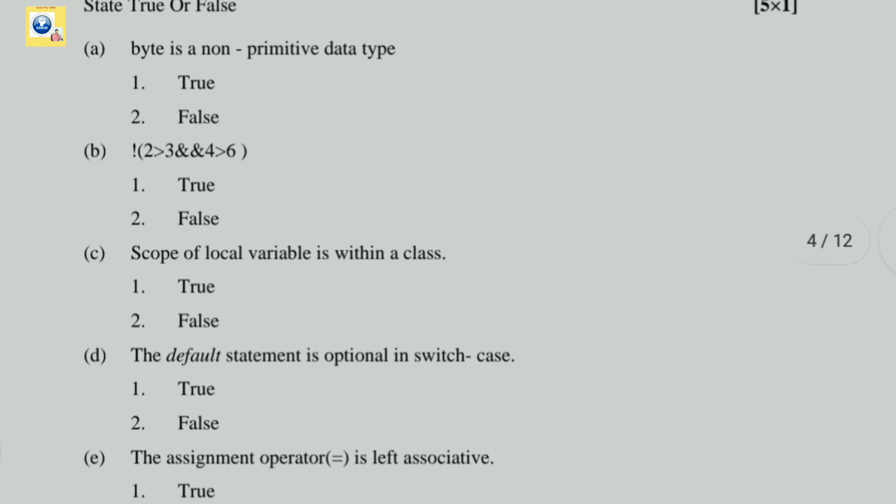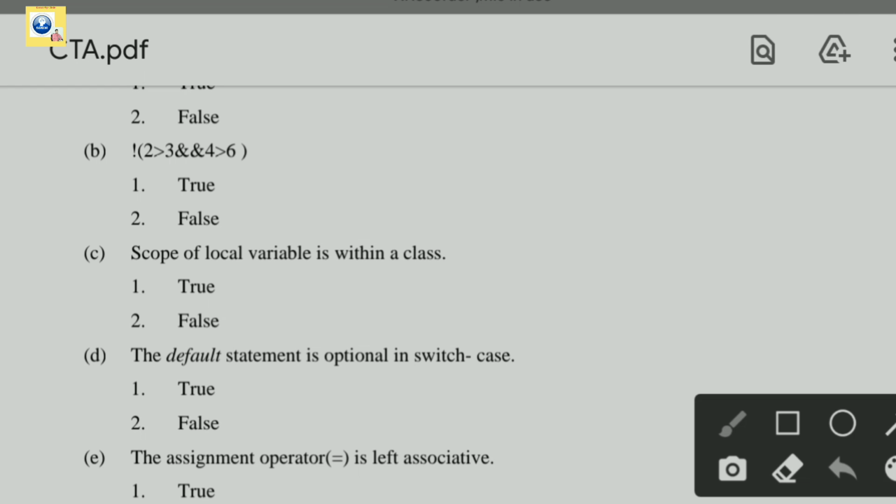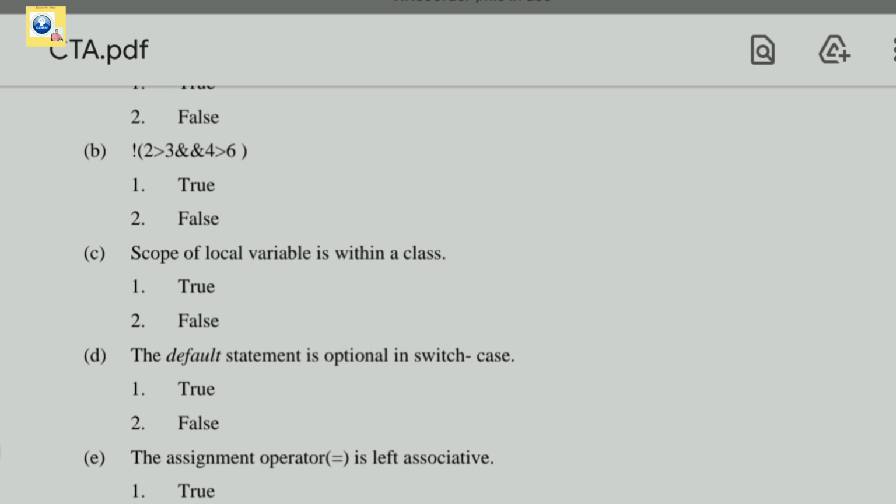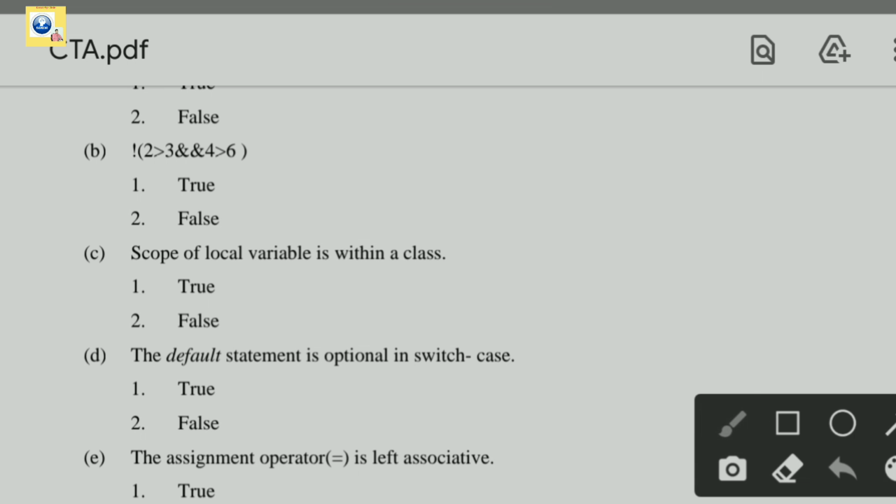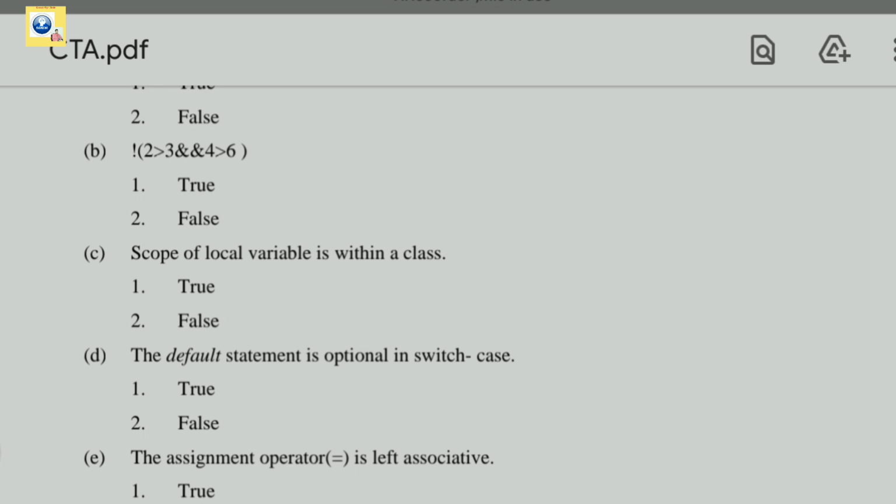We have a condition here: 2 is greater than 3 and 4 is greater than 6. Both statements are false. But what is written here is not false. Before false it is not. So not false means true. So the correct answer will be true.